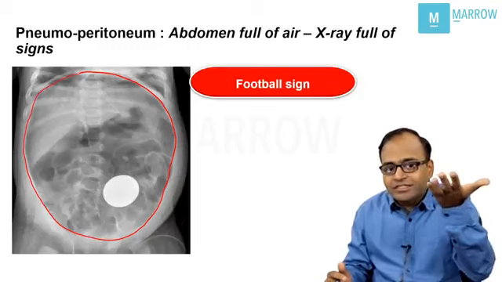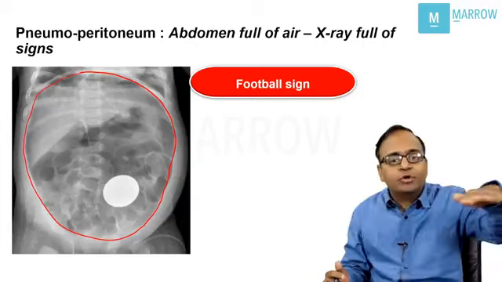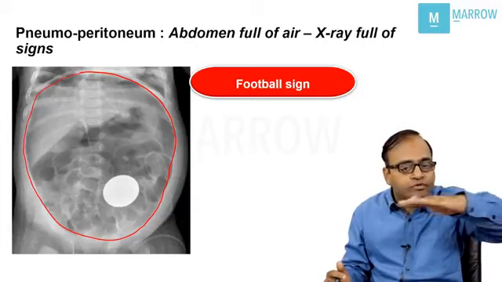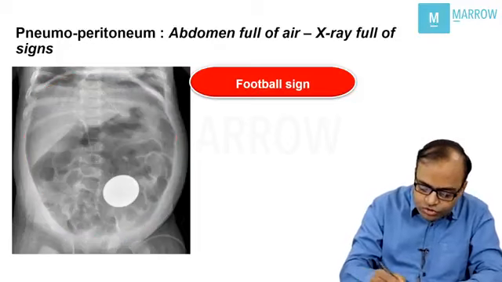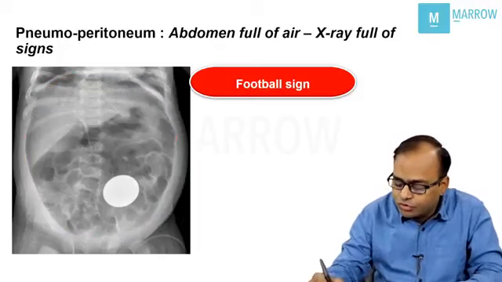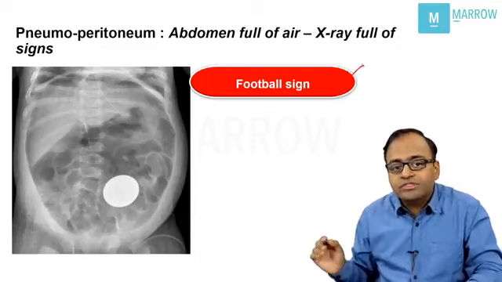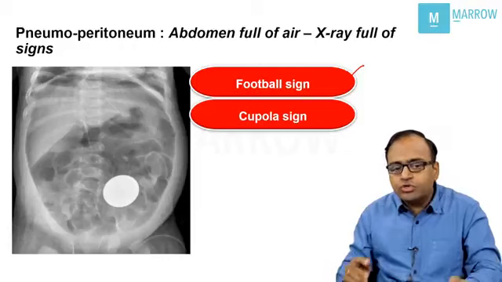The air will rise up, and then the air will collect just underneath the anterior abdominal wall, right, just under the dome of the anterior abdominal wall in the central area. So this is what gives rise to this oval kind of a round appearing lucency. This is what is called as the football sign of pneumoperitoneum. Yes. Now the next sign is what is called as cupola sign.